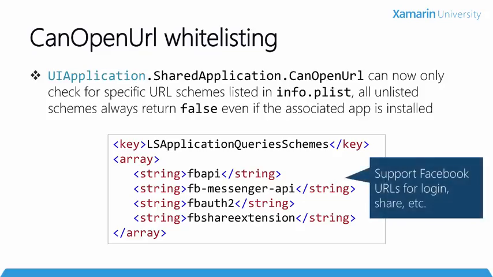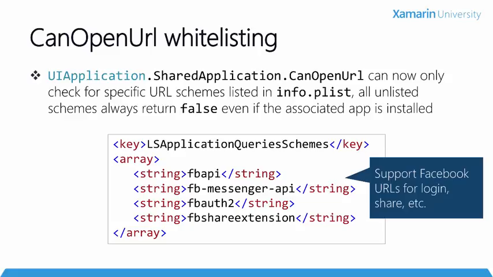The second interesting security change that Apple has made is to the UIApplication sharedApplication canOpenURL method. If you aren't familiar with this method, it can be used to see if an application is installed that can handle a specific URL scheme. So many social networking applications such as Facebook and LinkedIn register private URL schemes so you can launch their app directly from a web link or a mail message.